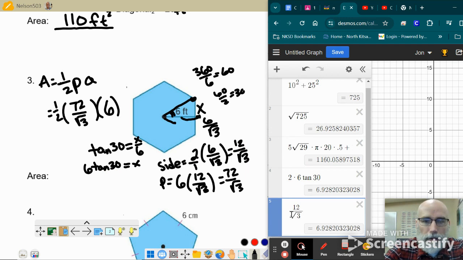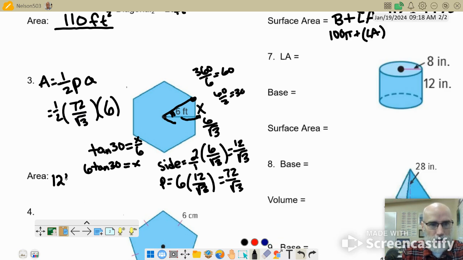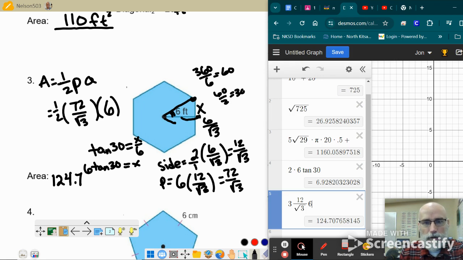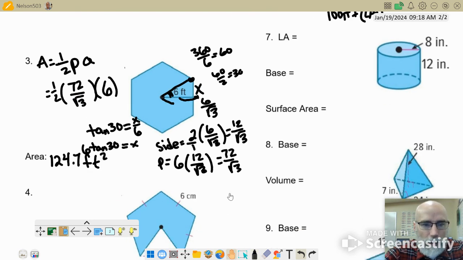So we need to take that right there. That's one side. So I take it times 6, and I take half of that, or I could take half of 6 and put 3, right? So I've done half of the perimeter. Now I'm going to take it times 6 for the apothem, right? So times 6, and I get 124.7. So the area is approximately 124.7, I think. Let's just look one more time, make sure we're rounding to the right decimal, and that's square feet.